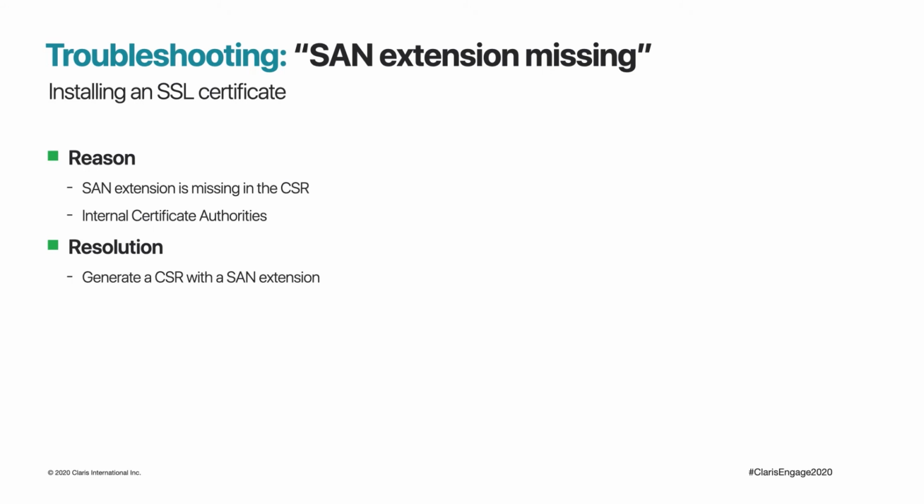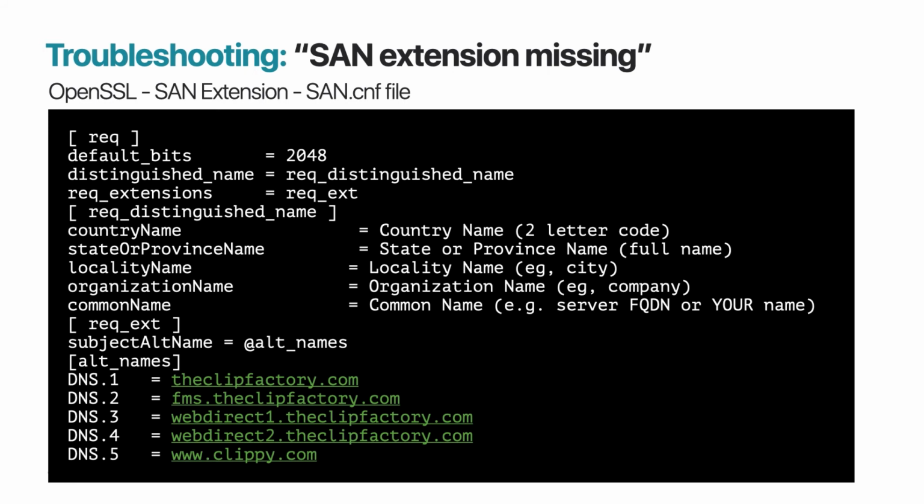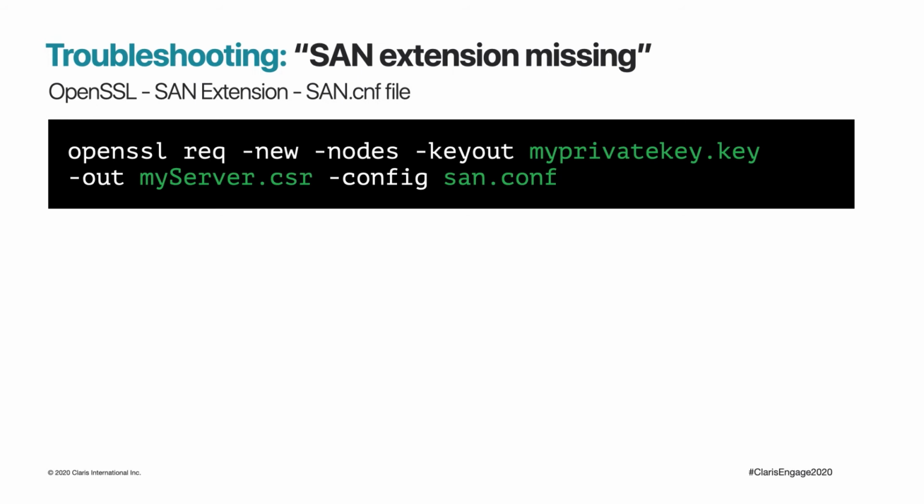So how do you solve it? How do you generate a CSR with a SAN extension? You can do that with OpenSSL. First, you create a small config file that looks like the following, and you can see it below. The alternative names contain a list of all your FQDNs that will be covered by that certificate. Next, you generate the CSR file again with the same command we have seen before, but with the additional option config to generate the CSR file with the SAN extension.